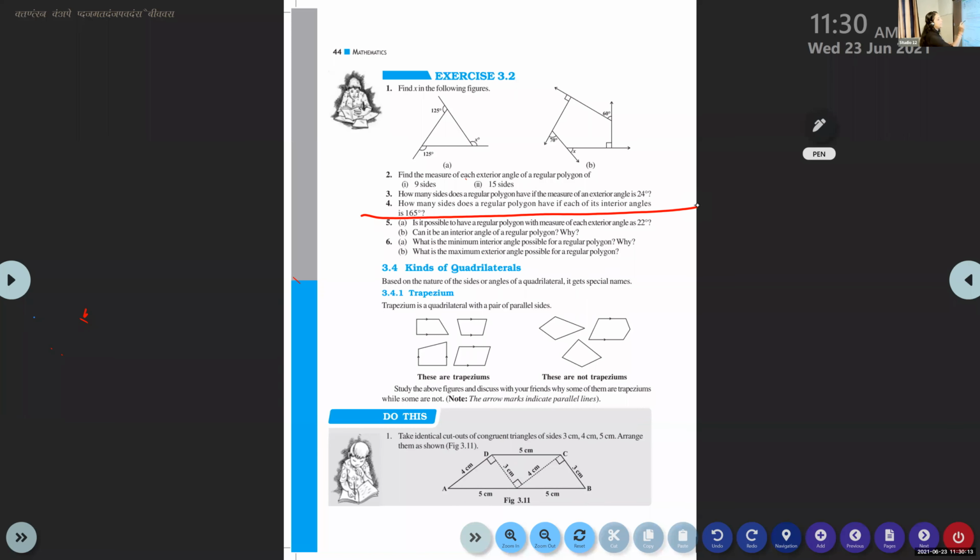Next question: is it possible to have a regular polygon with the measure of each exterior angle 22? How will you do it? There is no problem in the question because the exterior angle is given. It is a normal, direct question. What will you do? You will divide 360 by 22. We won't get the answer properly because we will get a decimal number. That means 22 is not a divisor. So that is our answer.